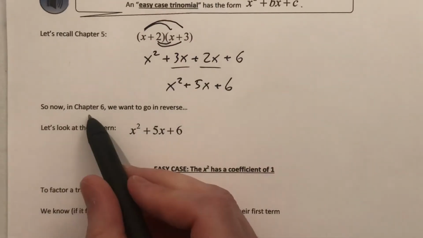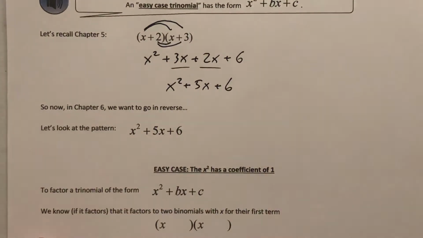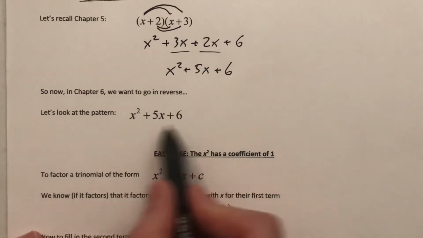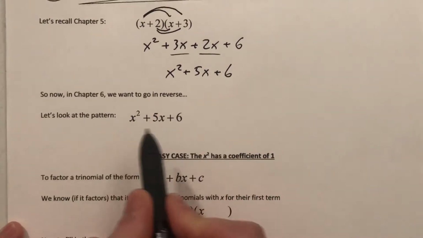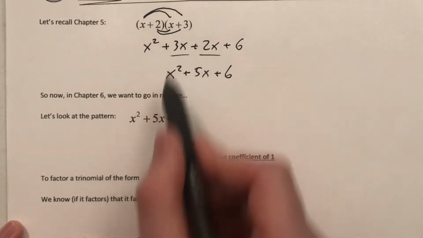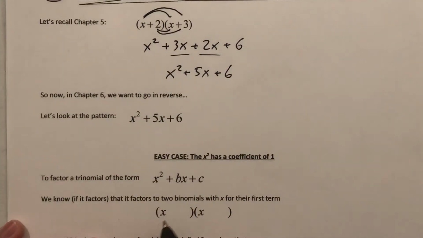Now the question of chapter 6, being the reverse of multiplication, is looking at this and figuring out that it came from here. GCF is not going to cut it, right? The process we learned before, grouping, doesn't work because it's not 4 terms. We need a new approach.